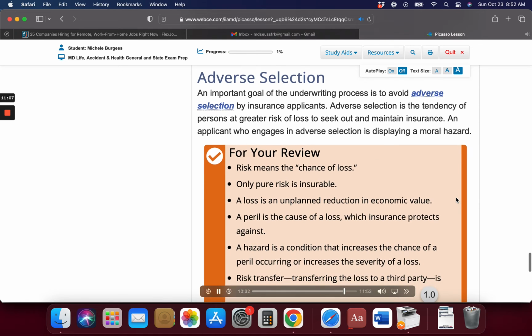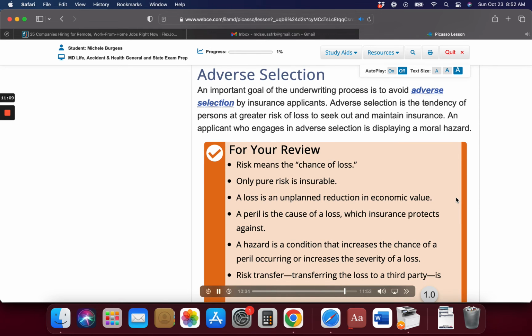insurance premiums. Adverse selection. An important goal of the underwriting process is to avoid adverse selection by insurance applicants. Adverse selection is the tendency of persons at greater risk of loss to seek out and maintain insurance. An applicant who engages in adverse selection is displaying a moral hazard.